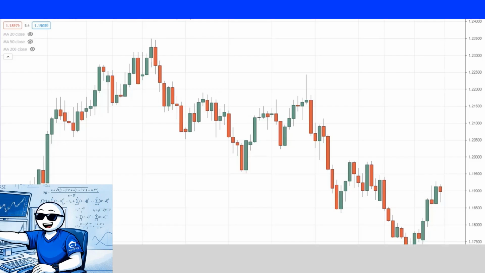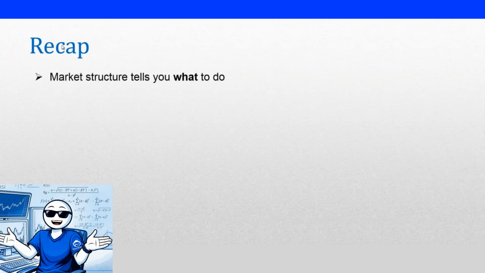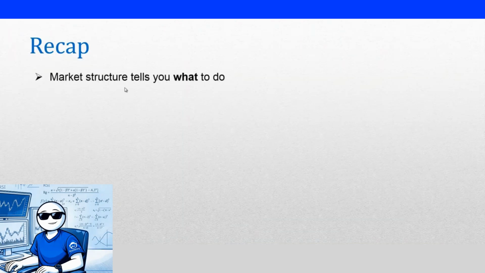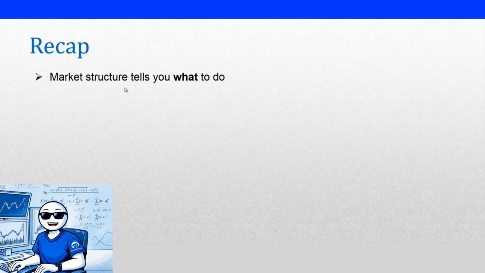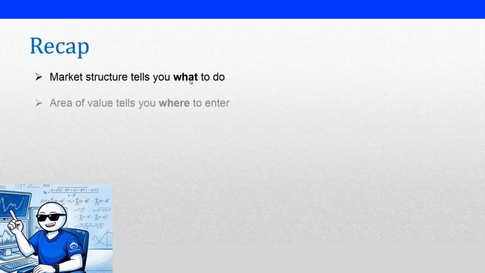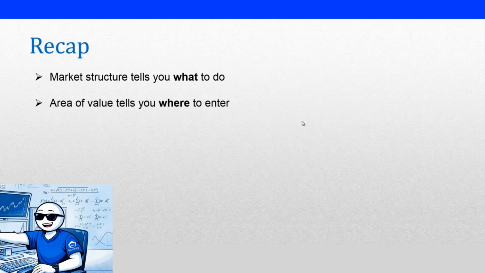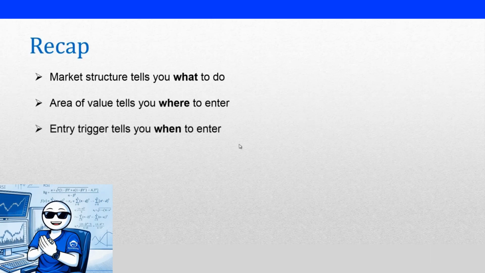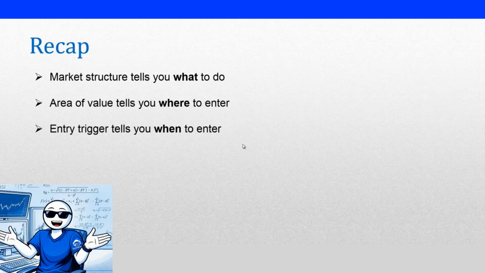But for now, let's do a quick recap. I know I've covered a lot. Number one, remember market structure. It tells you what to do: should you be looking for buying opportunities, selling opportunities, or to stay out of the markets? Then we have area of value, which tells you where to enter a trade. And finally, the thing that we just covered, entry trigger, tells you when to enter a trade.